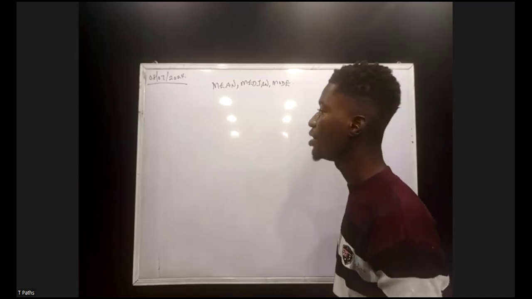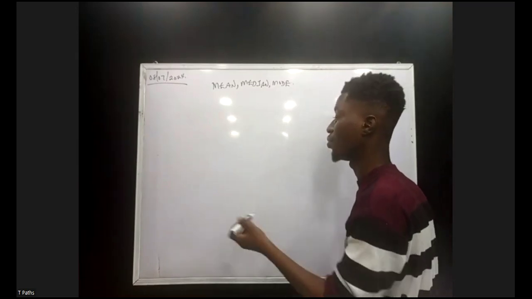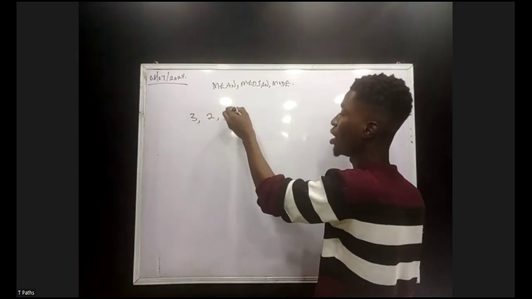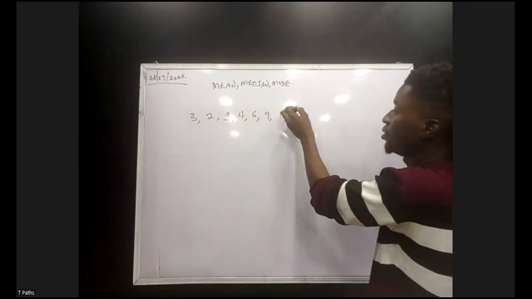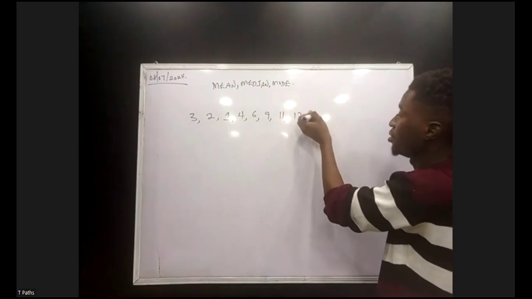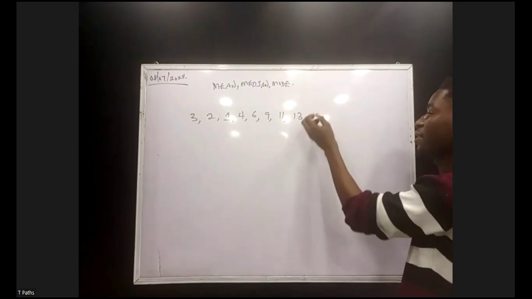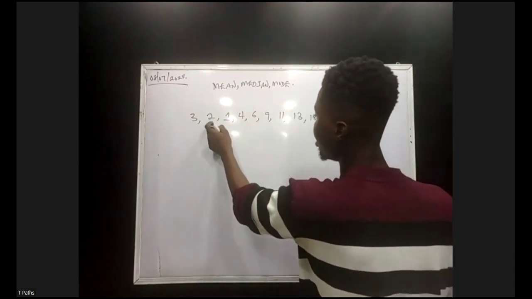If you are asked to calculate the mean of the following set of numbers, can I be given any random numbers? Can I be given 3, 2, 1, 4, 6, 9, 11, 13. Let's say 14, Abby. Let's just pick. Let's pick 18. So how many numbers do I have? 1, 2, 3, 4, 5, 6, 7, 8, 9.